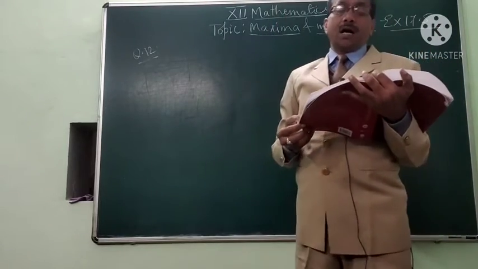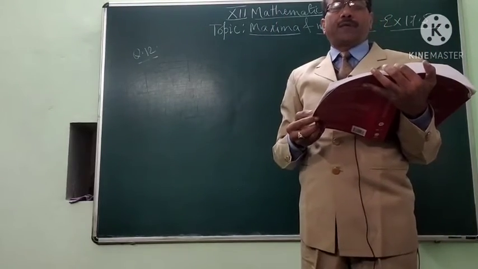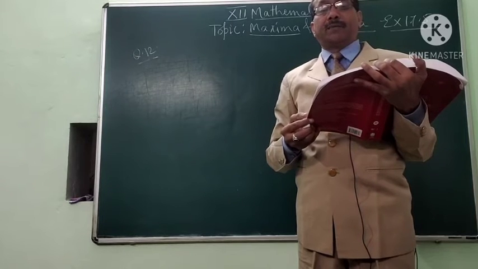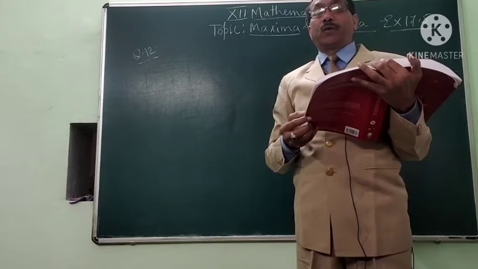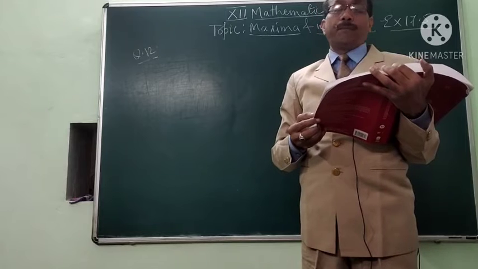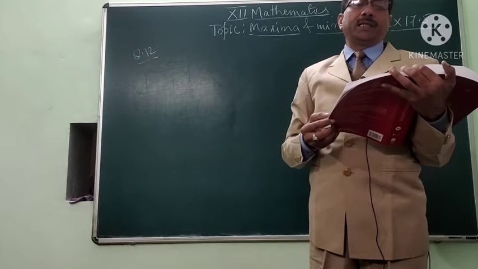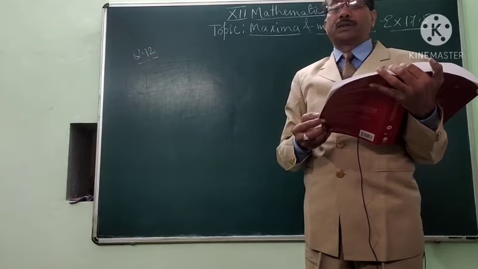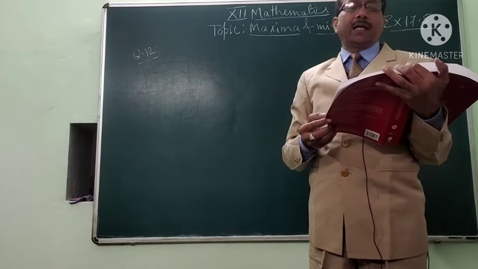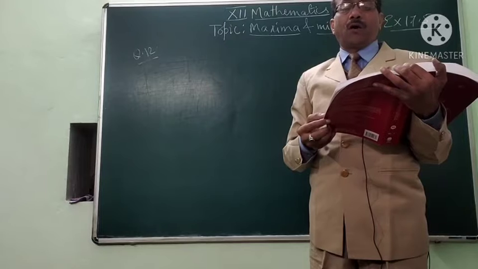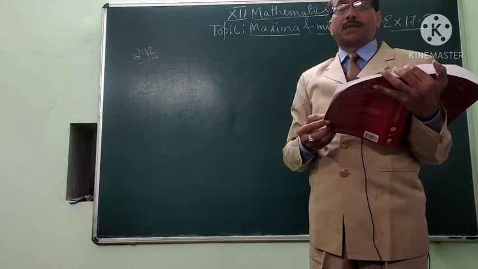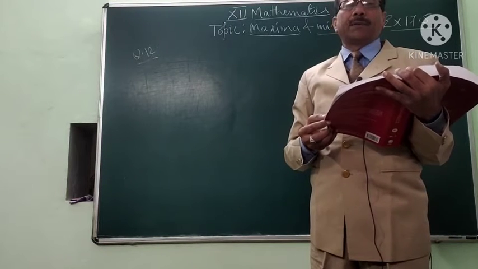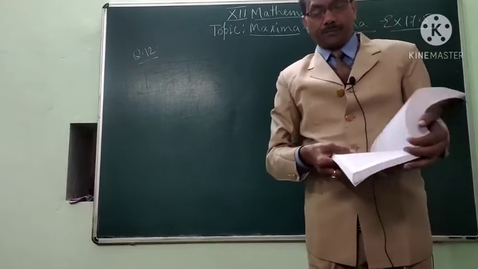The question is: a square piece of tin of side 18 centimeter is to be made into a box without top by cutting a square from each corner and folding up the flaps to form a box. What should be the side of the square to be cut off so that the volume of the box is maximum? Also find the maximum volume.